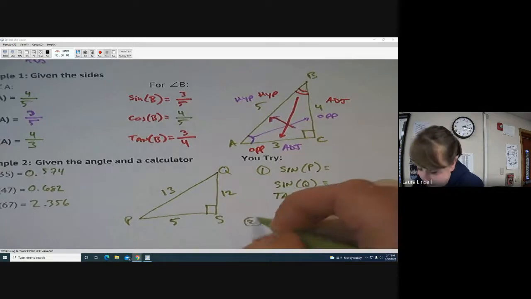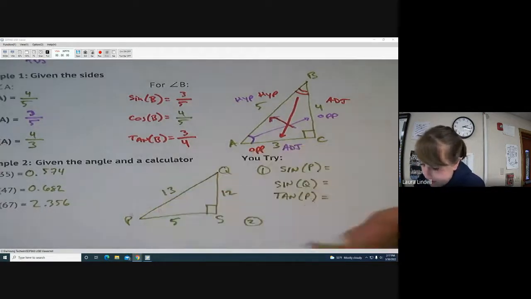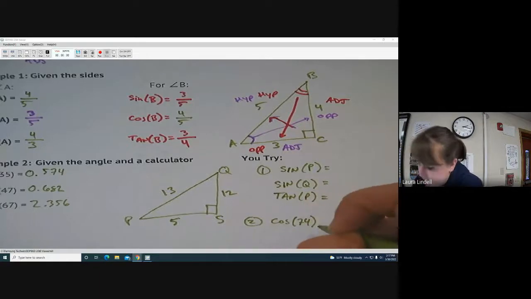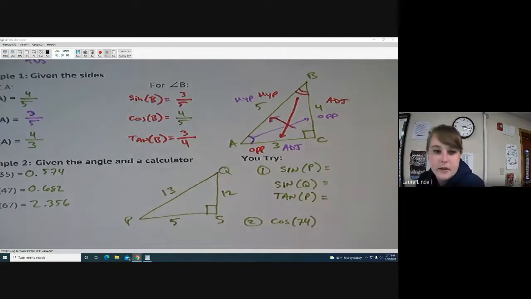The second thing I would like you to do that's not related to this triangle is tell me what is the cosine of 74 degrees. Okay, so pause the video here, give this a try, and then let the video keep going, and we'll figure out the answers.